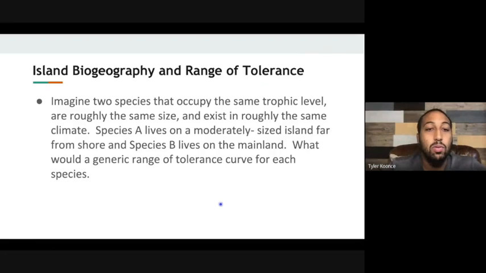All right, and to leave you, I don't know why I said lead, I have another one for you to give a try with island biogeography and range of tolerance. So imagine you have two species that occupy the same trophic level, are roughly the same size, and exist in roughly the same climate. Species A lives on a moderately sized island far from shore, and species B lives on the mainland. What would a generic range of tolerance curve for each species look like? Go ahead and give that a try.